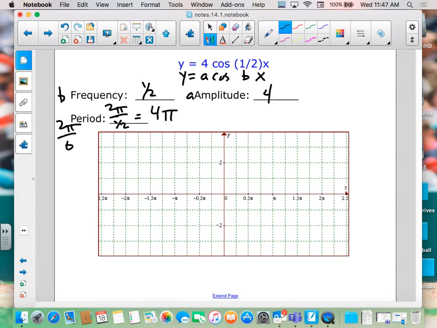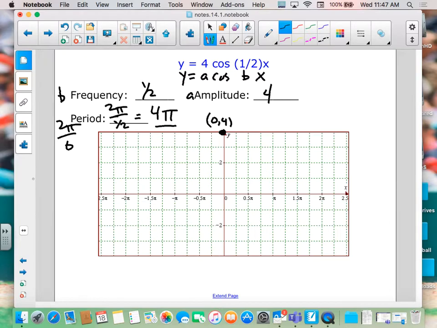All right, so we'll slowly go through this one. Where does cosine start? It starts at 0, 4 this time. Remember, it's 0, the amplitude. Parent function would be 0, 1. This goes up to 0, 4. Now, I go to the end of the period, which is 4 pi.